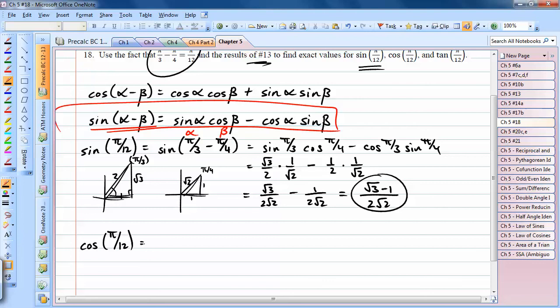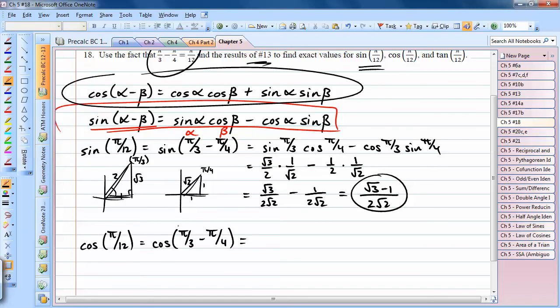Let's do cosine. So cosine of pi over 12 is going to be the same thing as cosine of pi over 3 minus pi over 4. Is that true? 4, 3, yeah. All right. So let's see. If we use the cosine rule that's here, where this is alpha and this is beta again, I'm going to get cosine of pi over 3 cosine of pi over 4 plus sine of pi over 3 sine of pi over 4.